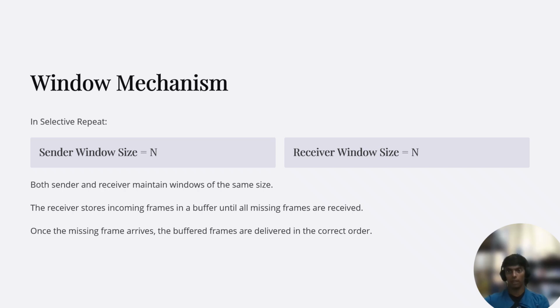So let us see the window mechanism. In selective repeat protocol, both the sender and the receiver maintain a window. The sender window size is N, and the receiver window size is also N. This means the receiver can accept multiple frames even if they arrive out of order. The receiver temporarily stores these frames in memory until the missing frame arrives. Once all frames are available, they are delivered in the correct sequence.